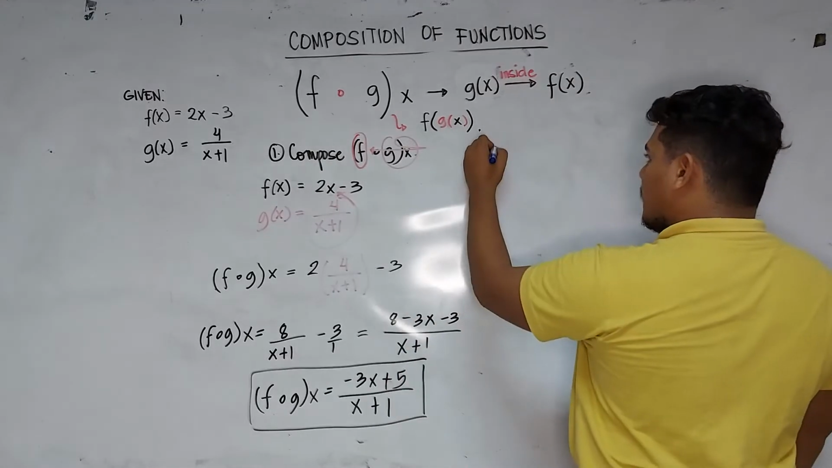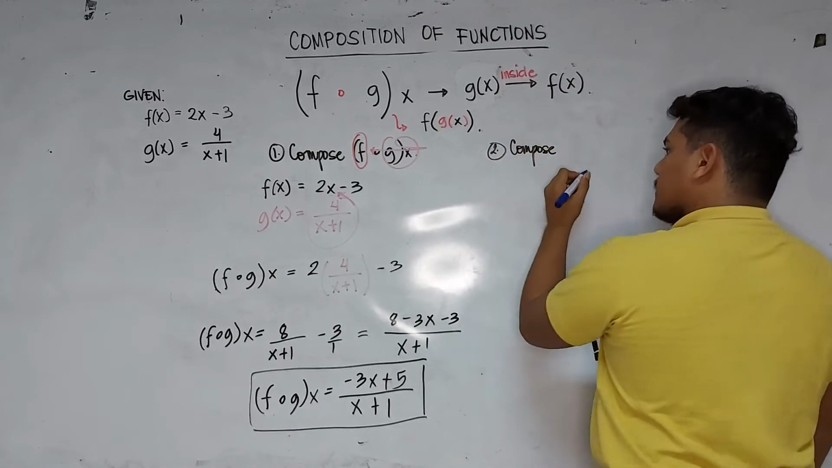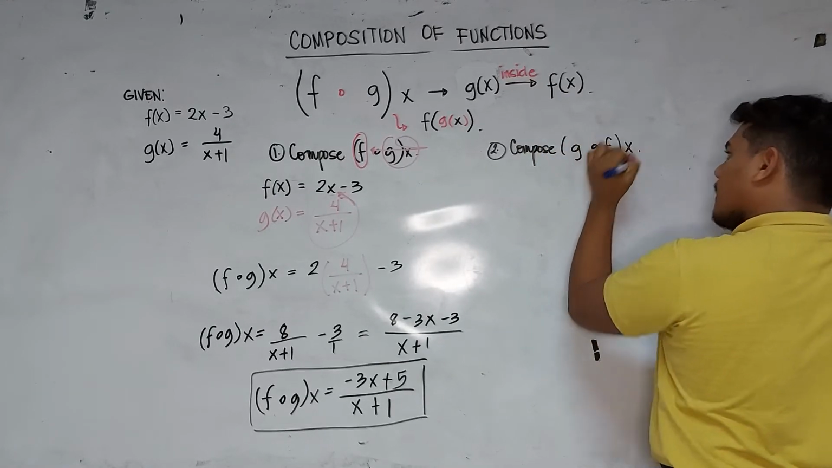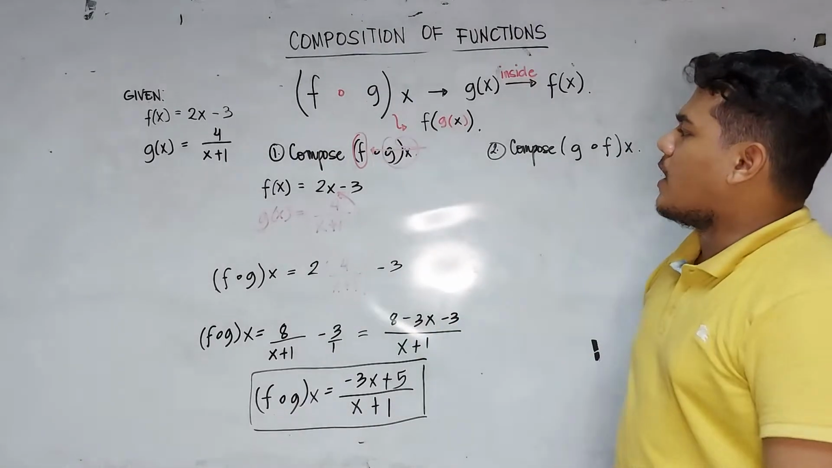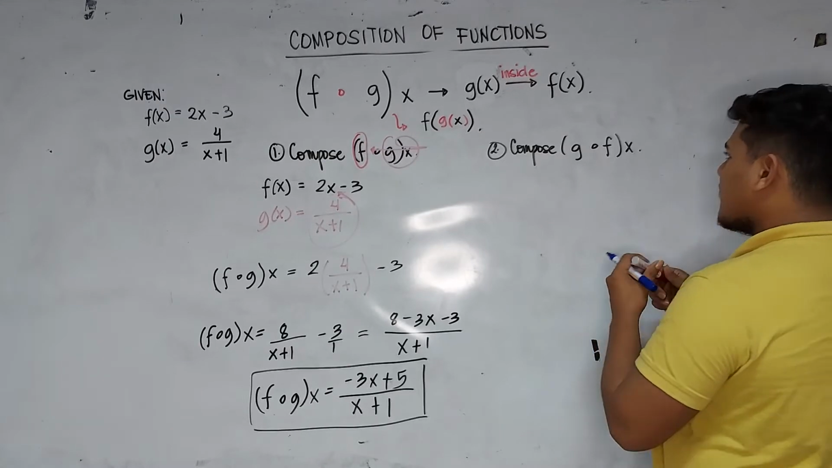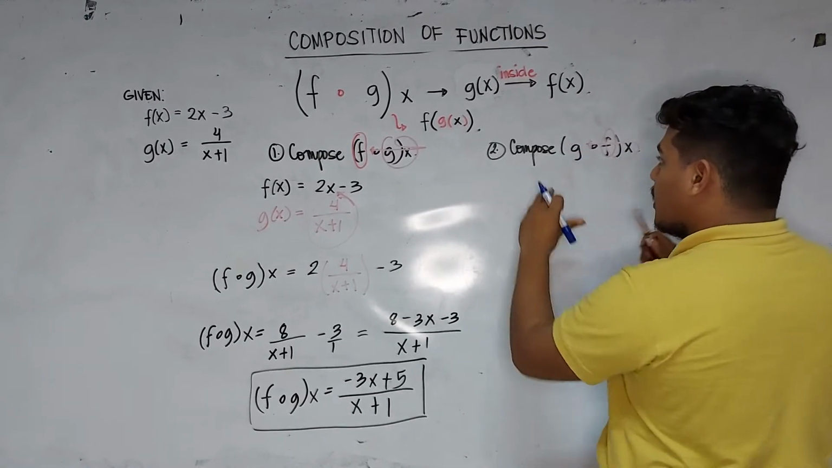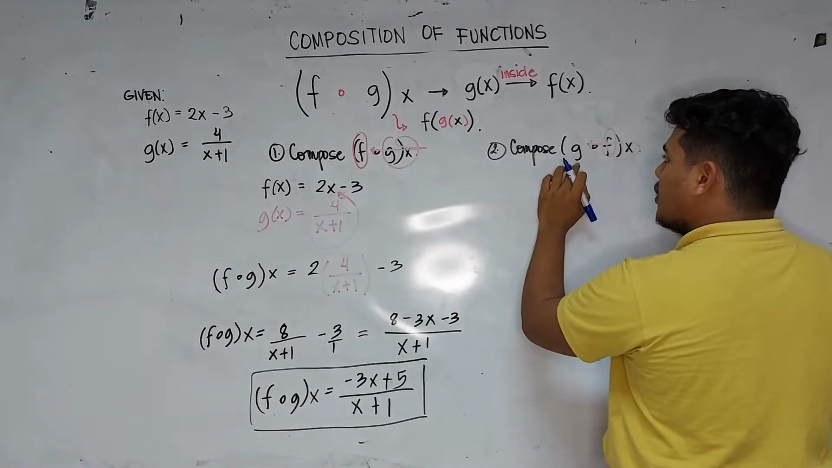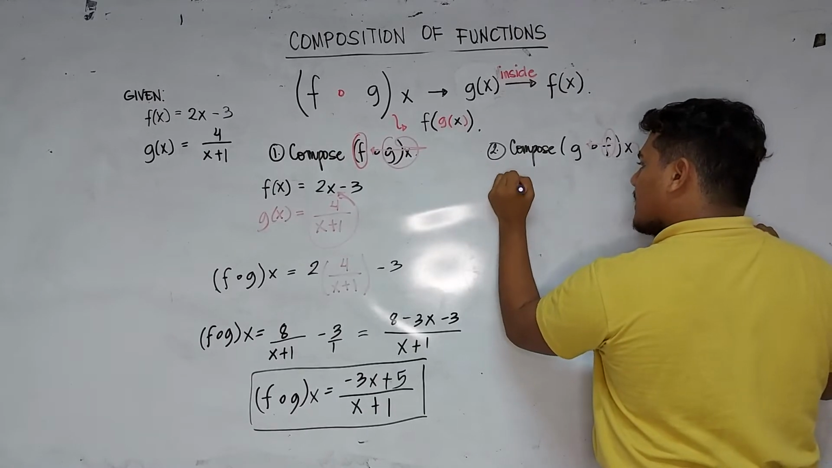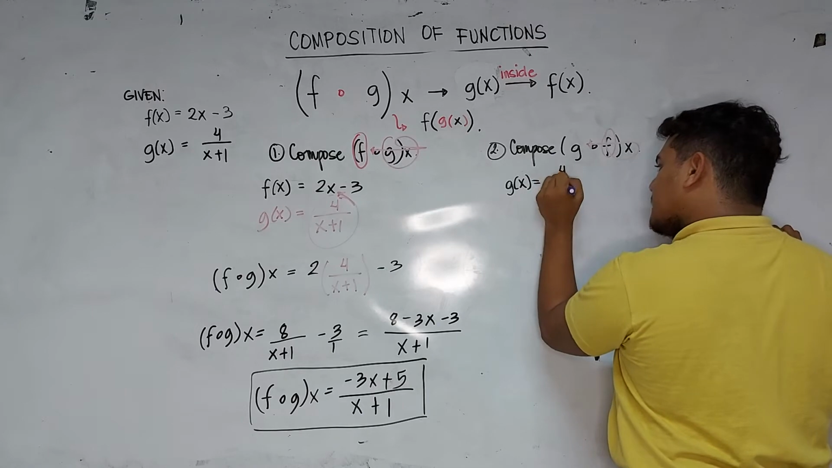How about the second example? Compose g composed of f of x. We have just the same process. Everything that is in here should be in there. What do I do first? I will put in the value of what is at the left part. What is at the left part? G of x. What is the value of g of x? 4 over x plus 1.